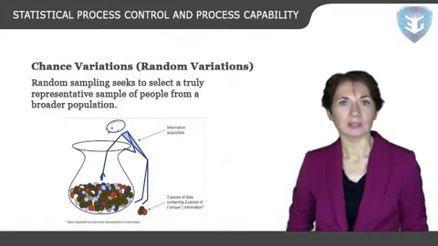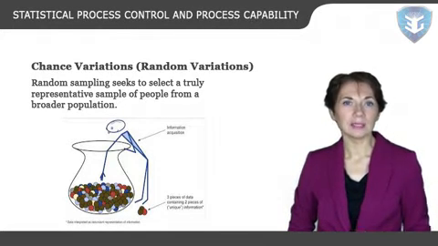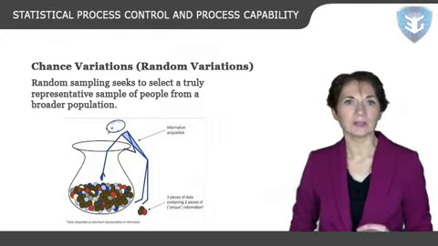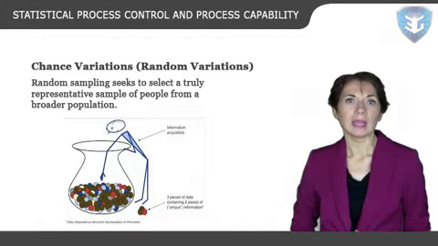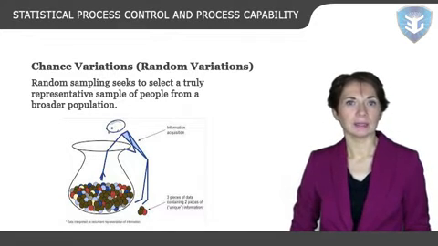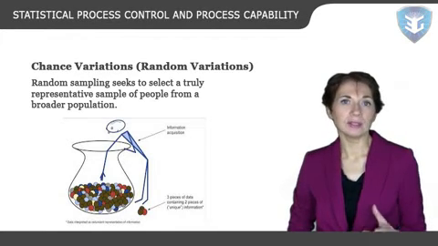Chance variations or random variations. Random sampling seeks to select a truly representative sample of people from a broader population. A more formal definition of the idea is that everyone in the population has an equal and non-zero chance of being selected.